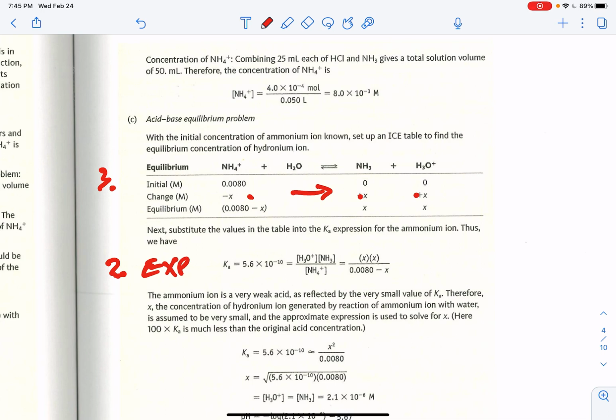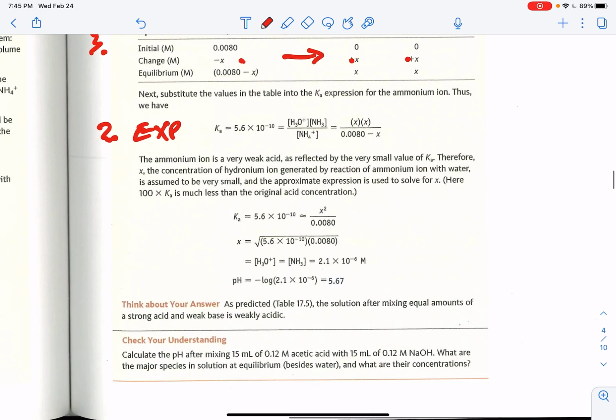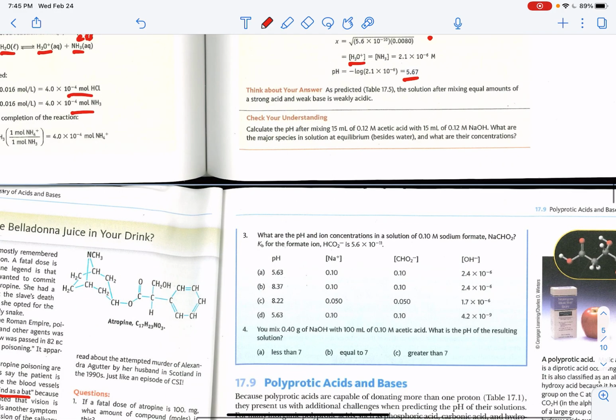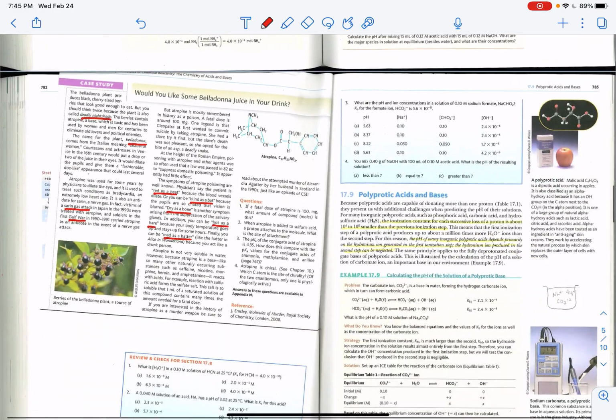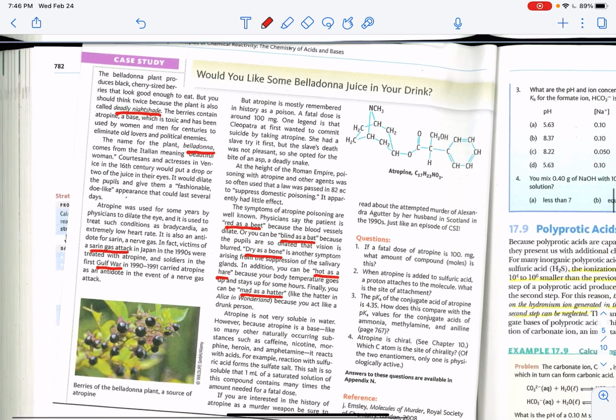We plug our numbers in. And again, we have an easy variable to solve for, x. So we take the square root of both sides here. There's my hydronium ion concentration, which incidentally also happens to be the ammonia molarity. But we're interested in the hydronium ion molarity because we can take the negative log of that to get the pH.